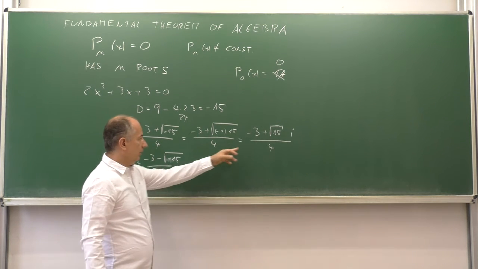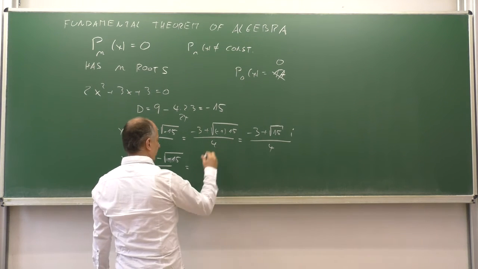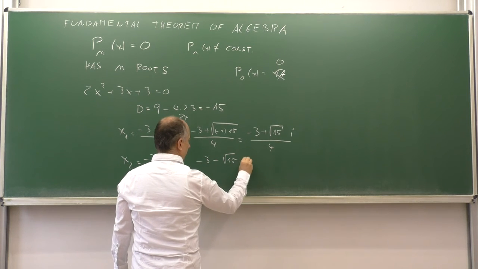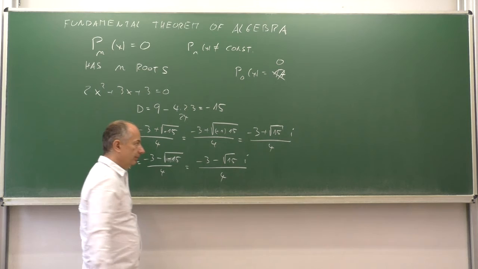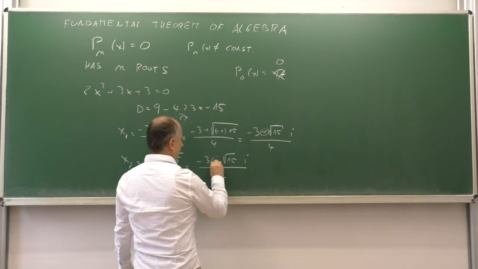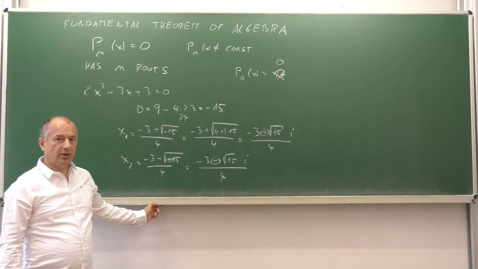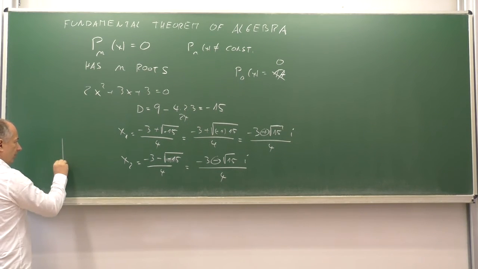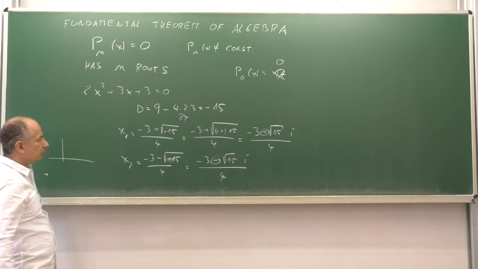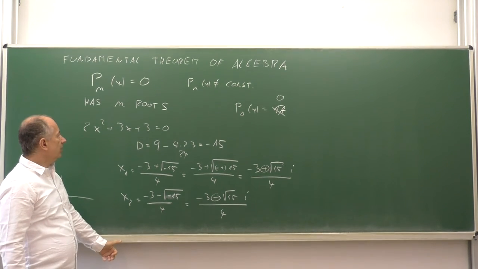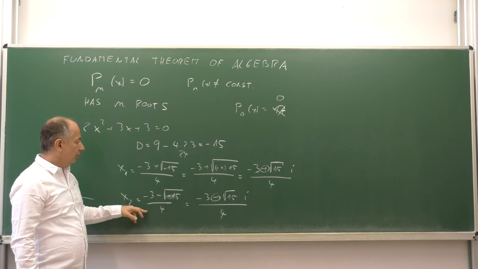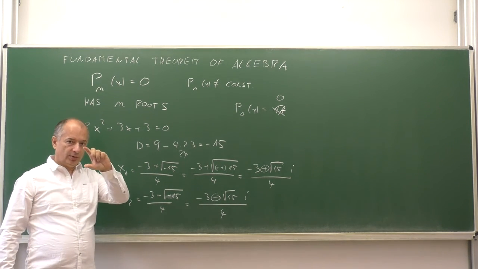And the other root, x2, is minus 3 minus square root of minus 15 divided by 4, and with the same manipulation we get minus 3 minus square root of 15 i divided by 4. So these two numbers differ in the sign of the coefficient at i, and these numbers are called complex conjugate, something like here and here. So this illustrates that a real quadratic polynomial, if it has complex roots, then they are complex conjugate.